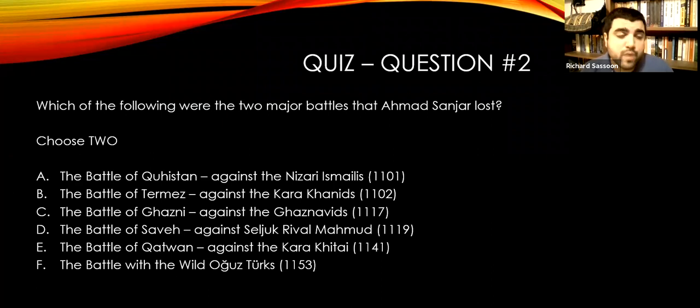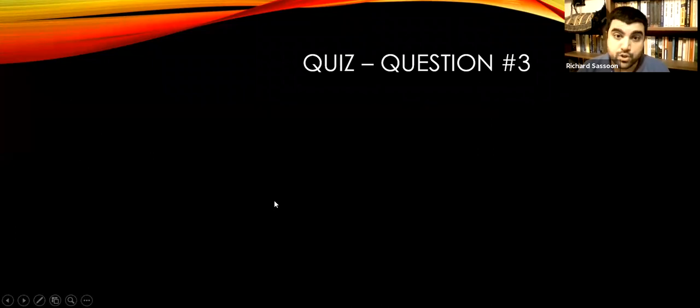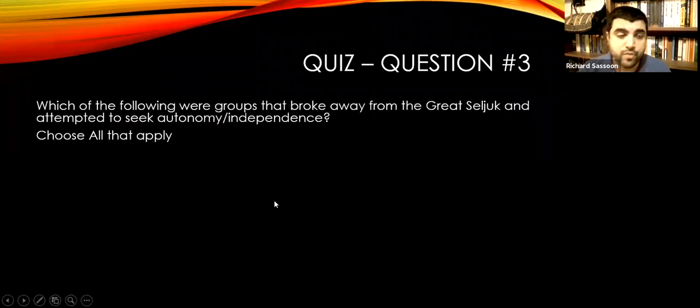And in each one, he won quite handily and quite decisively. And so that was why in 1118 he was made the Great Seljuk. But unfortunately, he lost the two battles that he really needed to win, which is why the Seljuk Empire was so severely weakened. All right, question 3.